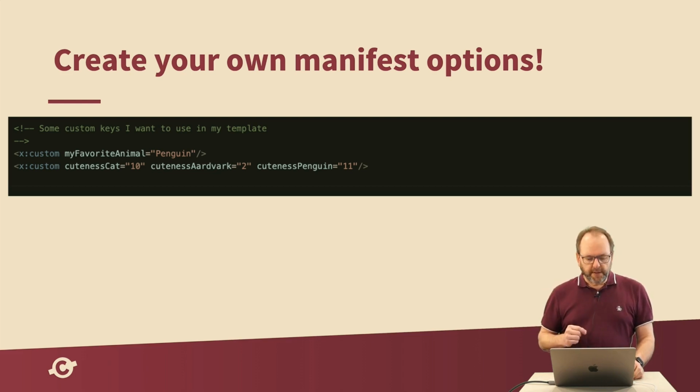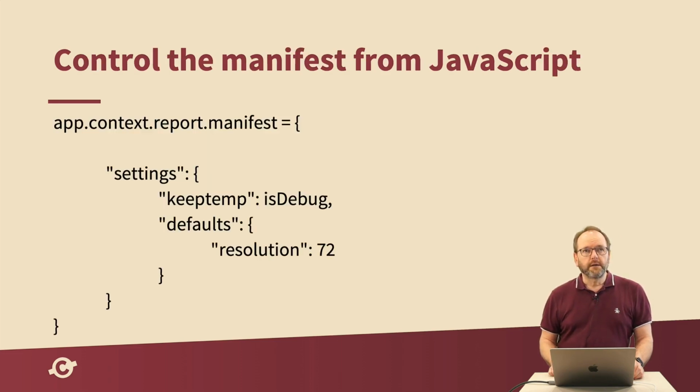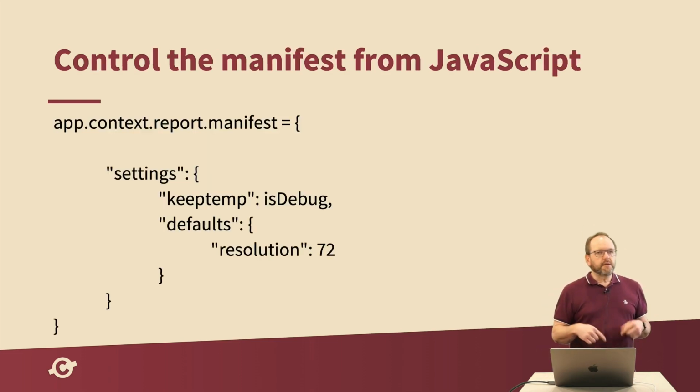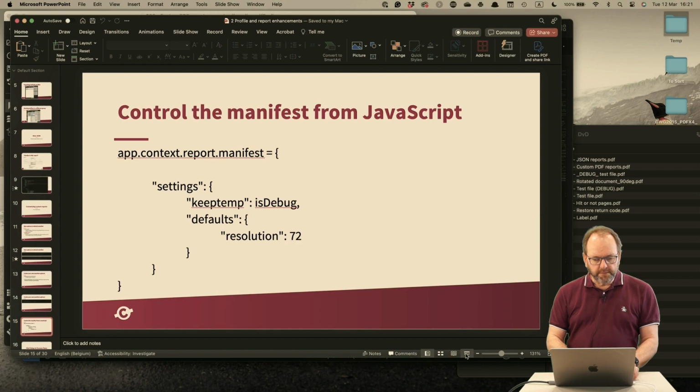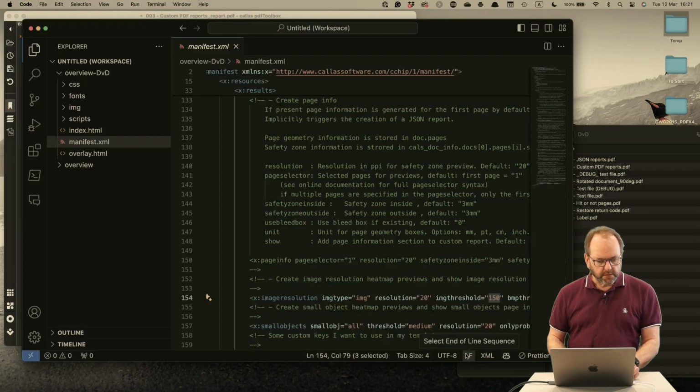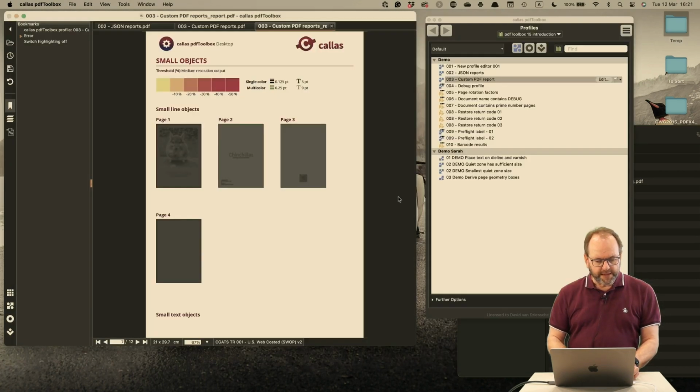I'm not going to show you a demo of that, but I am going to show you a demo of the opposite part of the coin. And what is the opposite part of the coin? Well, you can, in pdfToolbox 15, control the manifest file, or at least the values in the manifest file, from within JavaScript. And that sounds very cryptic. So let me see if I can make it a little bit less cryptic.